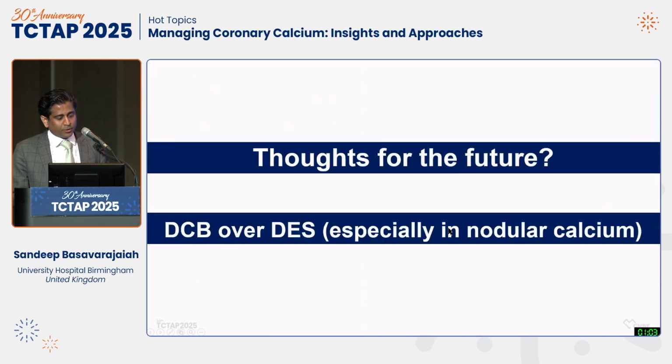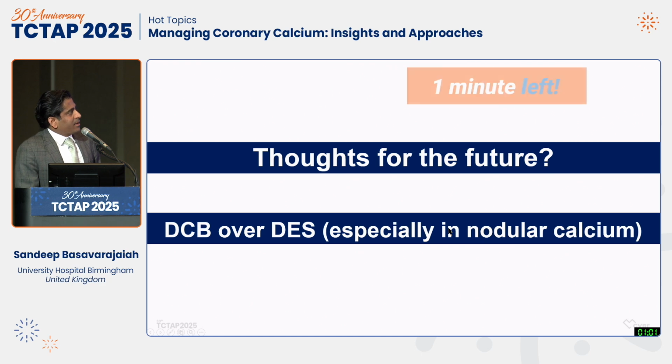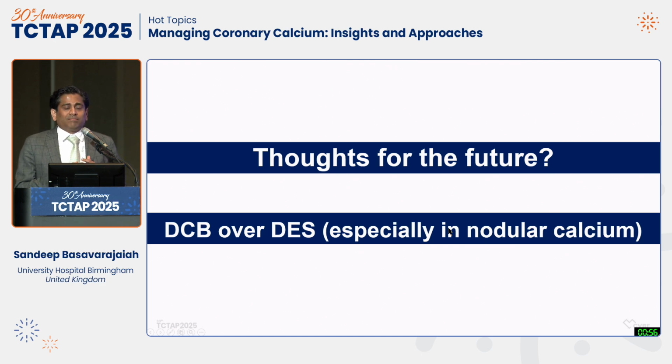So, thoughts for the future. The next 2 slides I will show. Maybe we should consider DCB over DES, especially in some of these eruptive nodules, because DCB failure is maybe more forgiving than stent failure.